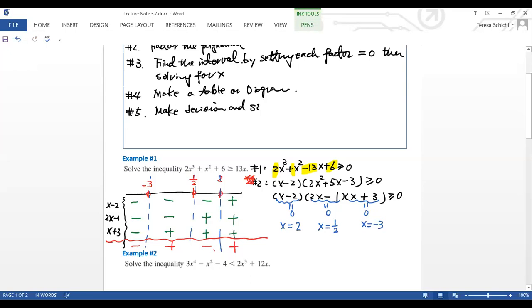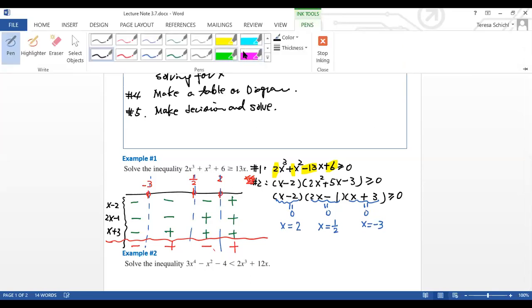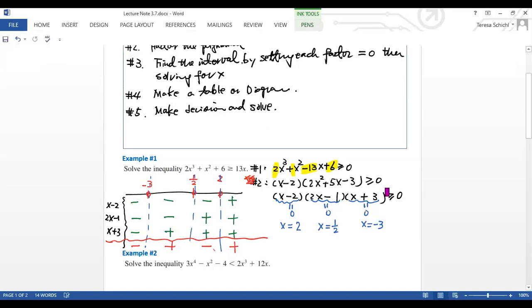Okay, so make the decision and solve it. So how do you make the decision? Take a look here. Your original inequality is greater than 0. That means you want the interval to be positive, right? So which interval is positive? This interval and this interval, they are positive. So I know this is my solution.